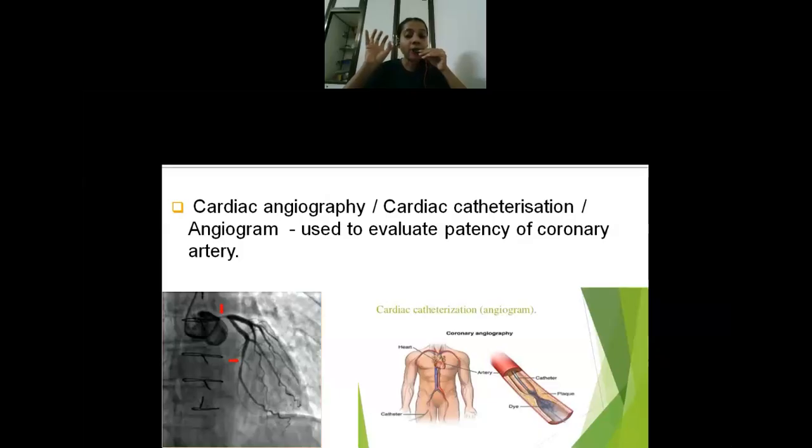What they do here, I have already told. A catheter will be inserted into the femoral, radial or brachial artery, any of the arteries. Once it reaches the heart, they will inject the dye in order to visualize the coronary arteries to see if there is any obstruction.